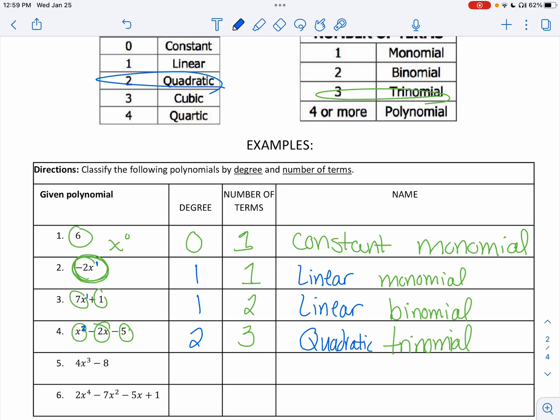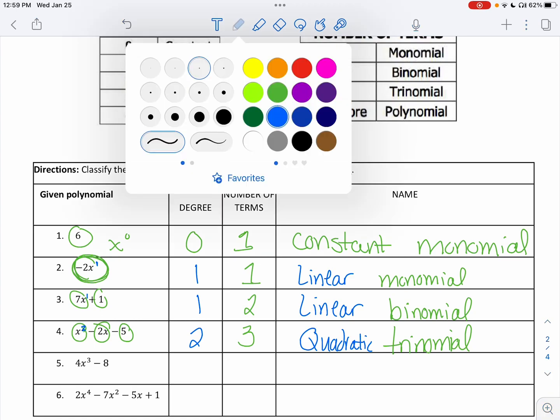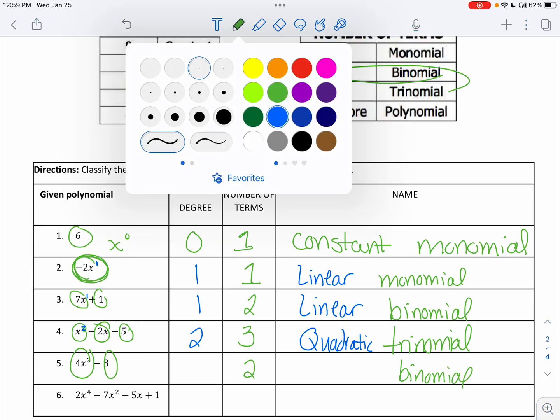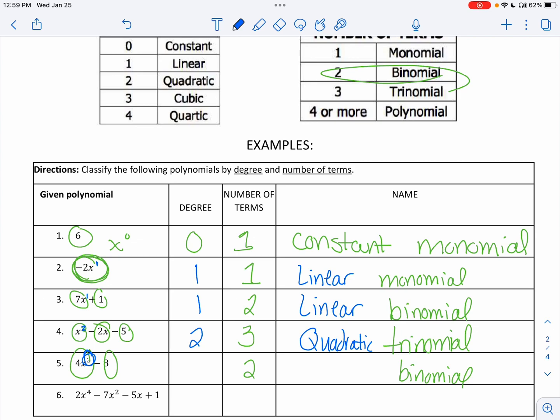Let's take a look at the next one. I can see I have 2 terms, 1, 2 terms. 2 terms is a binomial. Let's take a look at the highest exponent. The highest exponent is a 3. The degree is a 3. So I will call this a cubic binomial.